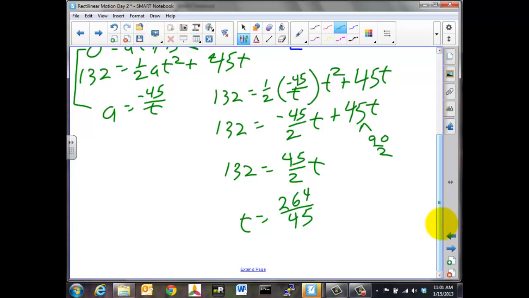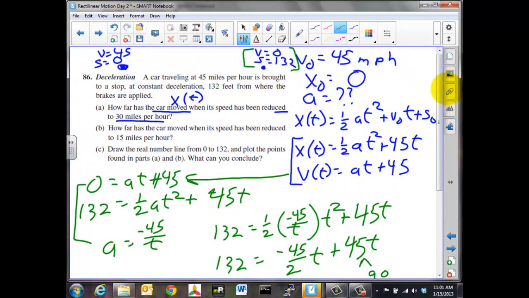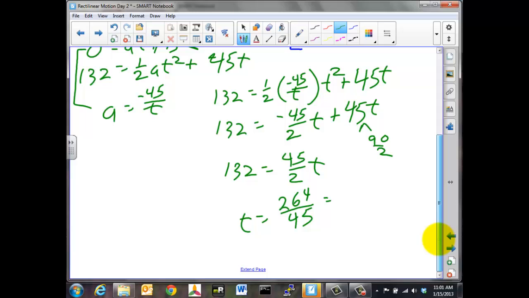So we know what t equals. T equals that when? When the position is 132. When the car stops down here, it takes however long that is. How long is that? 264 over 45 seconds. Which is what? Round it to 3 or 4 decimal places. 88 over 15, as a fraction. That's not 88 seconds. Oh, 88 over 15, that could be, yes. 5.867. So it takes almost 6 seconds to stop.